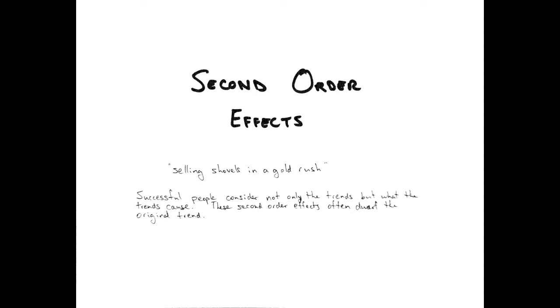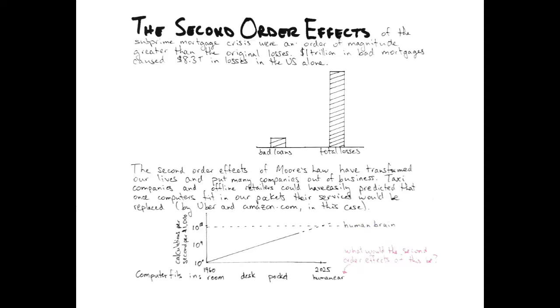The second order effects often dwarf the original trend, which is why we'll be looking at this, because what we're looking at for Bitcoin and crypto, it could be a whole lot bigger than what it first appears. It's like an iceberg. There's a little bit sticking above the surface, but below the surface there's all kinds of things going on. So let's look at a few examples.